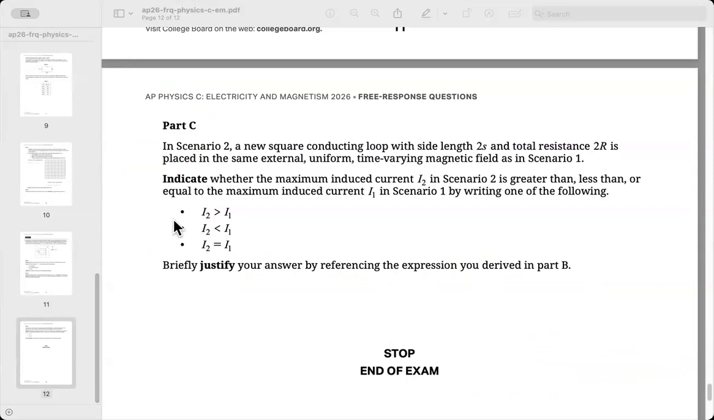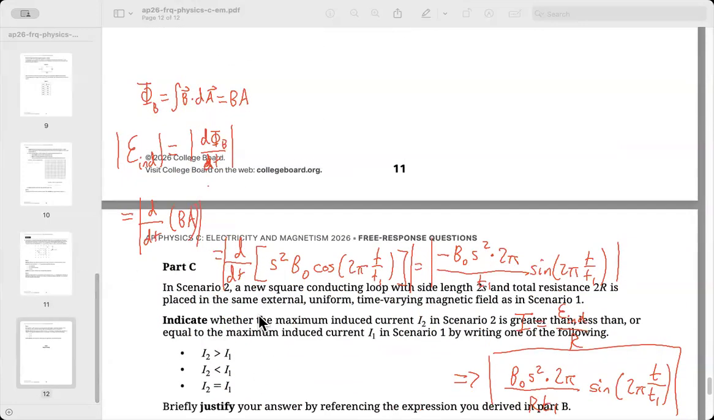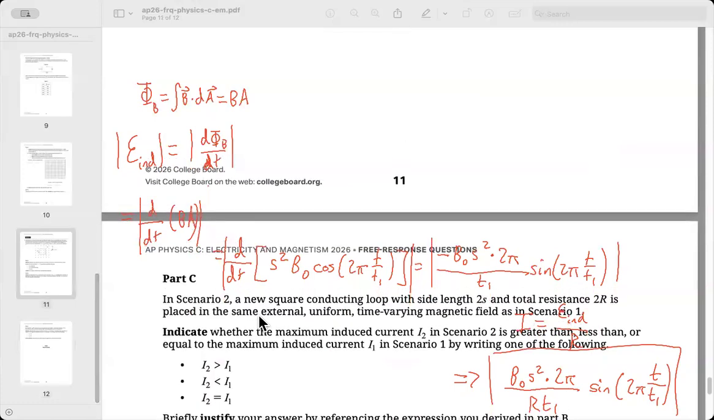Indicate whether the maximum induced current is greater, equal, or less than the original one. I don't know why I deleted my equation. I'm bringing it back. I need it for this. So you have twice the resistance and four times the area, which means that you're going to have a bigger induced current by my equation.